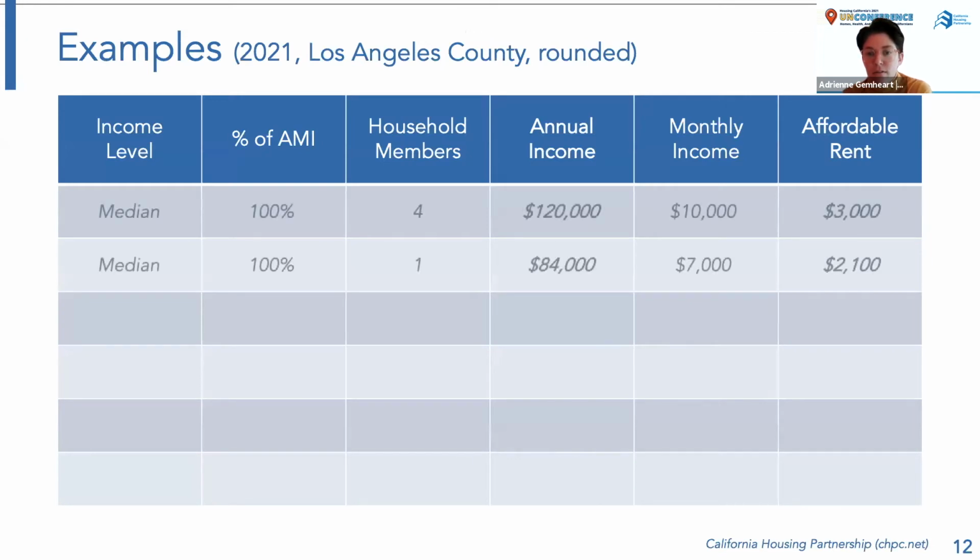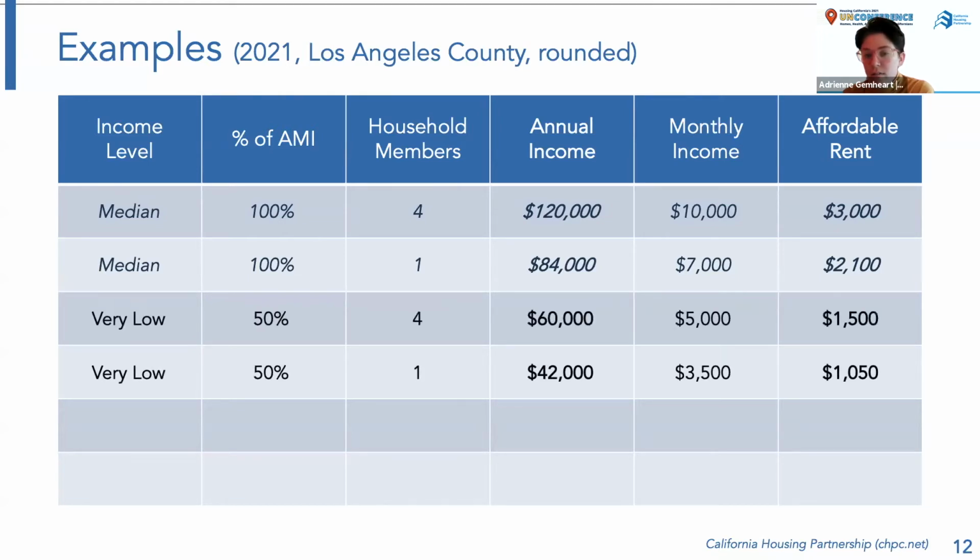So some examples. For a family of four making the median income in Los Angeles County, that means their income is $120,000, with an affordable rent being around $3,000. For a one-person household making $84,000, the affordable rent would be around $2,100. So you can find these rent levels in Los Angeles. But when you look at people who have very low incomes, that's extremely difficult to find as far as market rate housing.